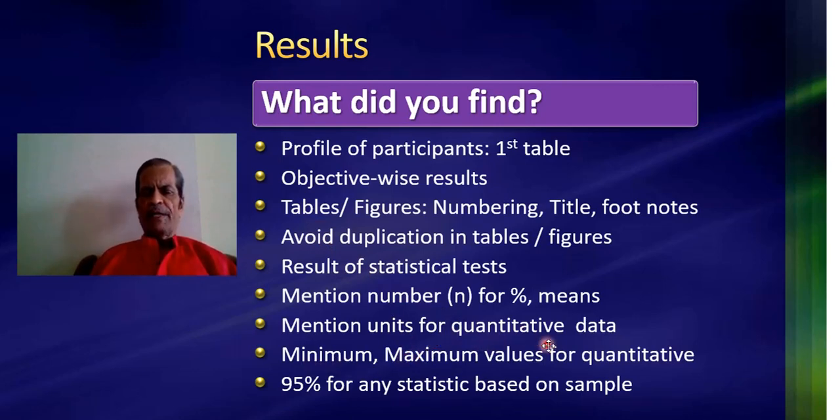For the quantitative variables, again, the minimum and maximum values in the series of observations must be mentioned. So wherever the means are mentioned, you should mention the minimum and maximum values. You must also mention the 95% confidence interval for any statistic that is based on the sample. If it is the mean, then you should mention the standard deviation and 95% confidence interval. If it is the percentage, again you should mention the 95% confidence interval. That must be mentioned in the table itself.